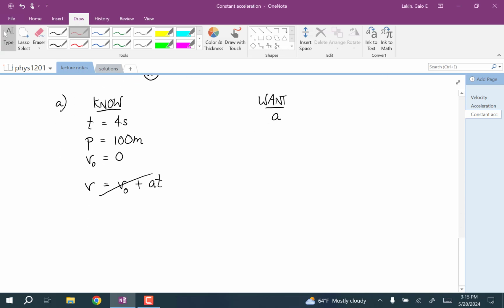So let's go on to the second equation that says P is equal to V sub 0 times T plus 1/2 A T squared. Can we use this equation? Well, A is there. That's good. T we know. That's good. V sub 0 we know. That's good. And P we know. So this equation is going to work.